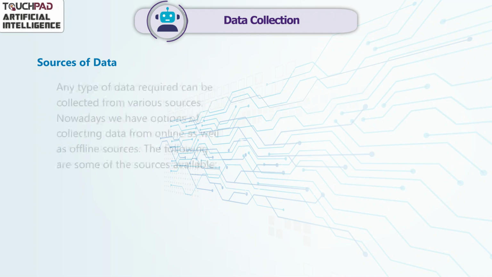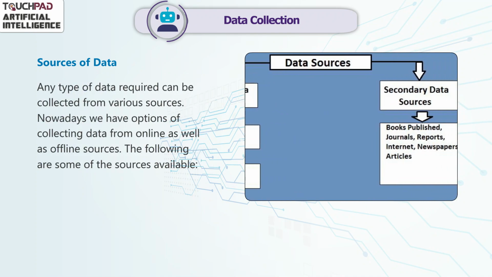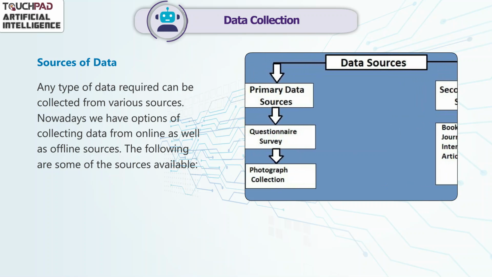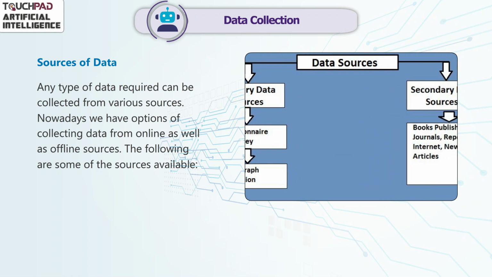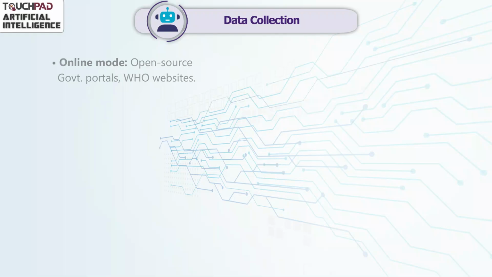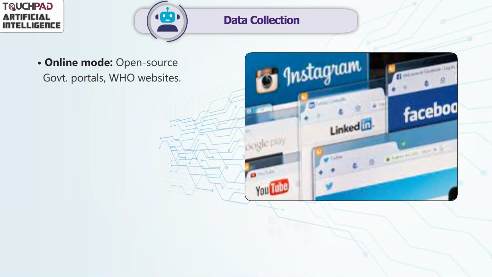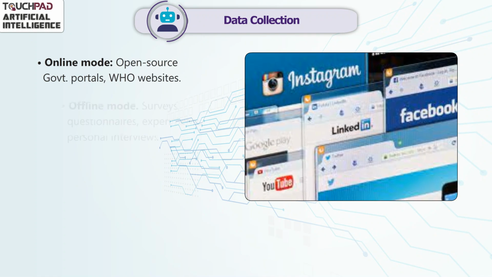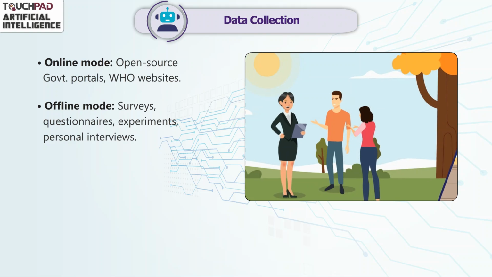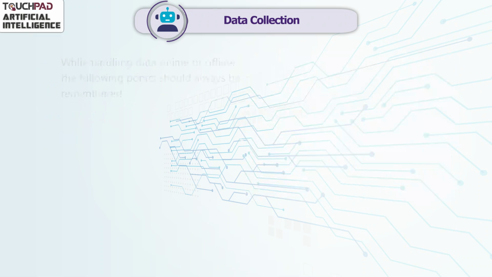Sources of data. Any type of data required can be collected from various sources. Nowadays, we have options of collecting data from online as well as offline sources. The following are some of the sources available. Online mode: open source government portals, WHO websites. Offline mode: surveys, questionnaires, experiments, personal interviews.